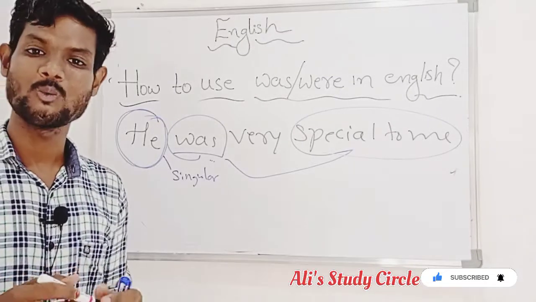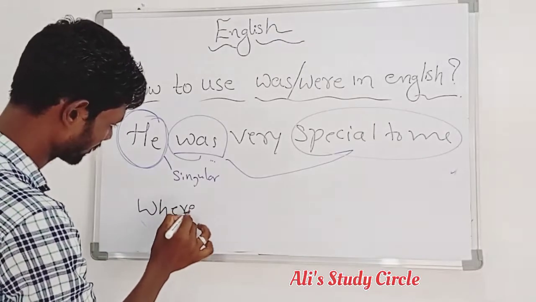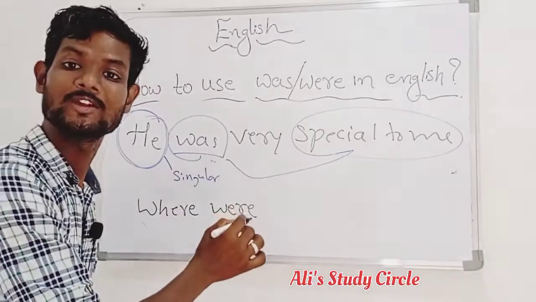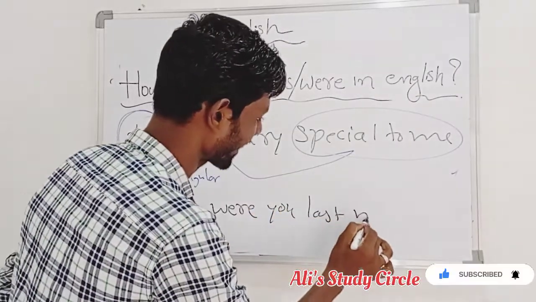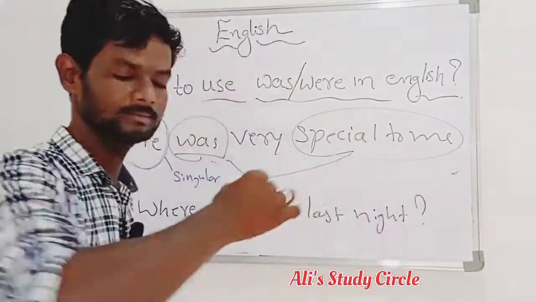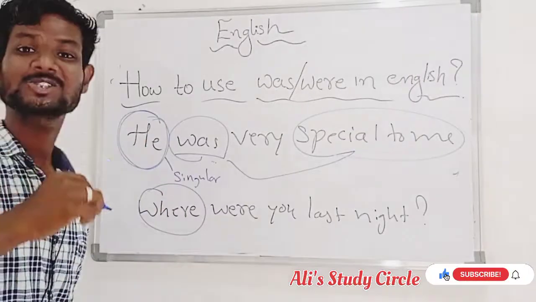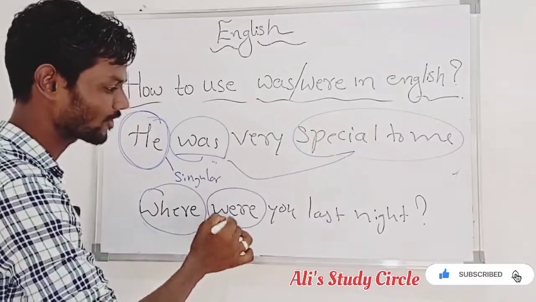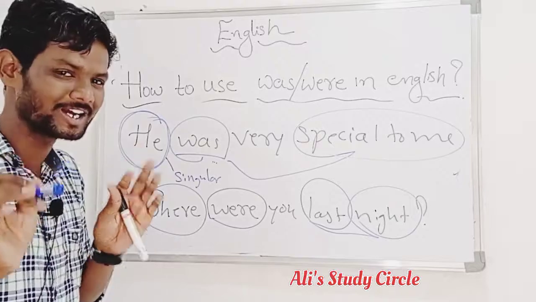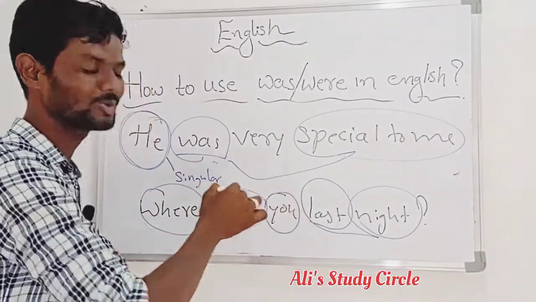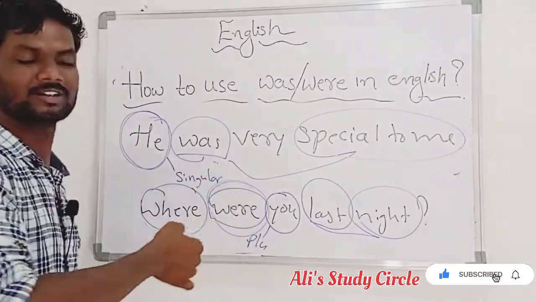Another example, for were. Were you last night? This is the second example of were. Why? Because look here, last night shows a past moment, but it is the plural form. So that's why we use were here.